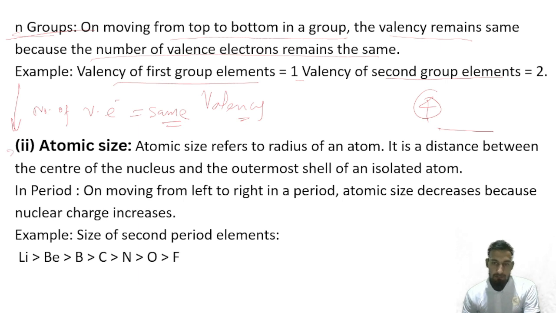Second property that we see, that is atomic size. We will be going to see the trend in atomic size. What is atomic size? It is the radius of an atom. Atomic size gives us the radius of the atom.